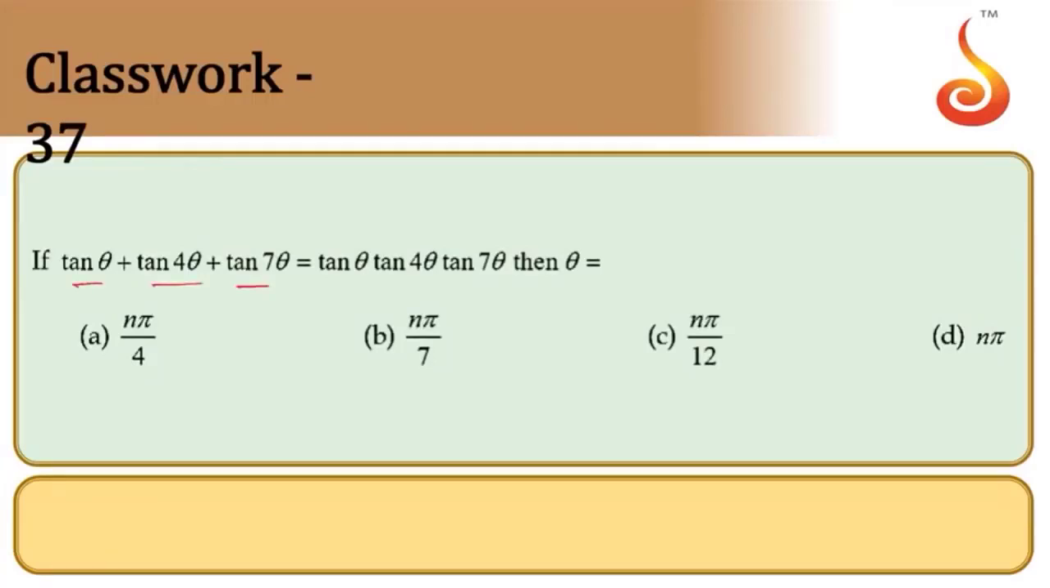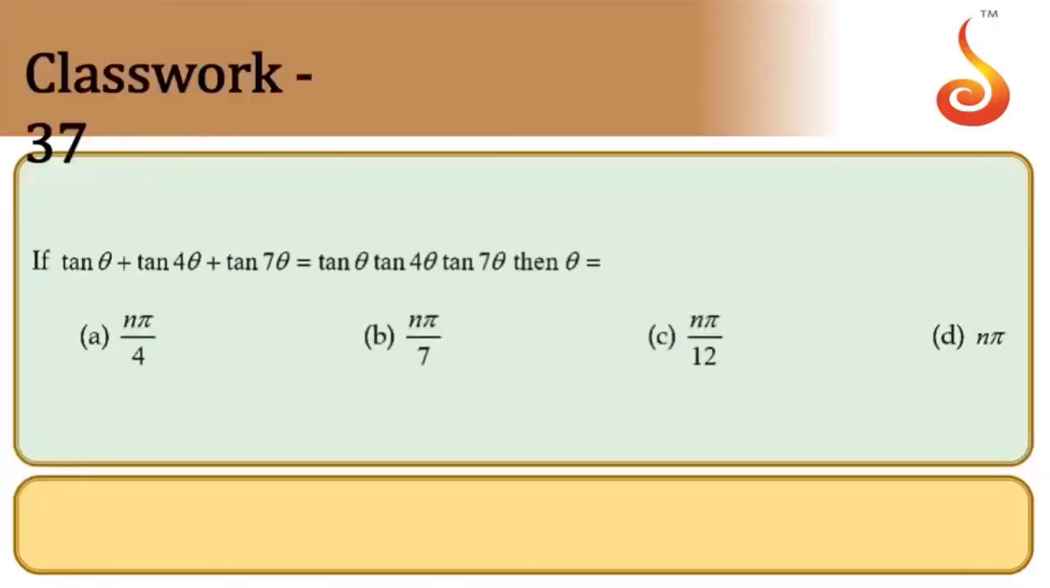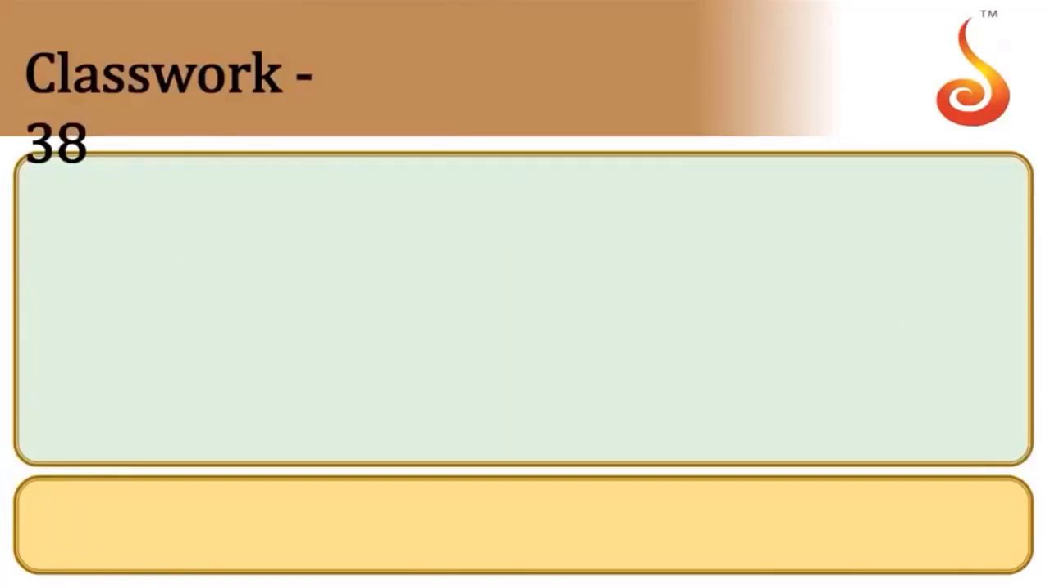Next one, 37. Take up. We know tan A plus tan B plus tan C equals tan A into tan B into tan C only when A plus B plus C is equal to n pi. So 4 plus 1, 5, plus 7, 12. So the answer is n pi by 12.